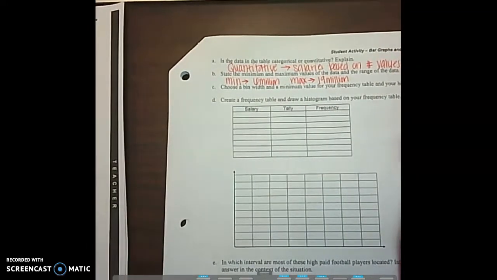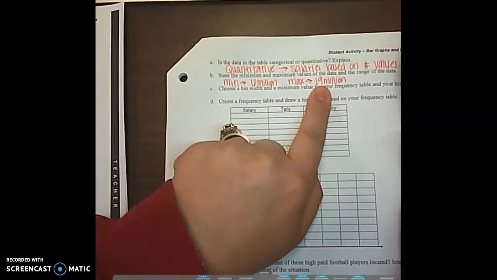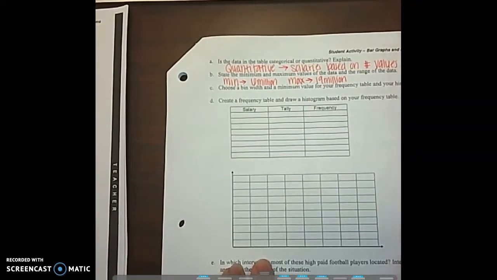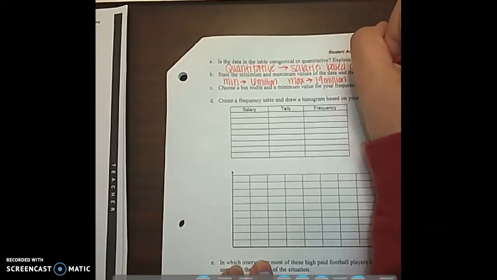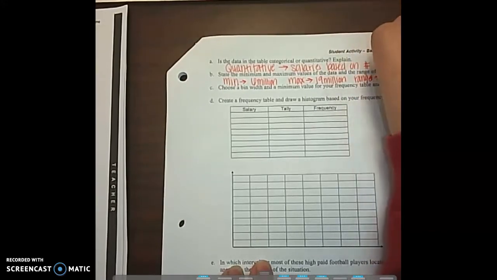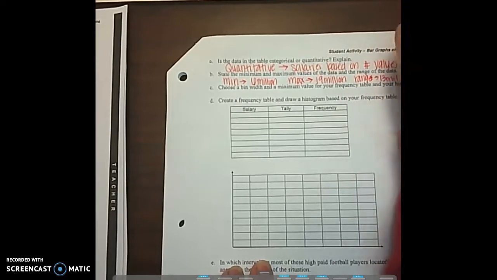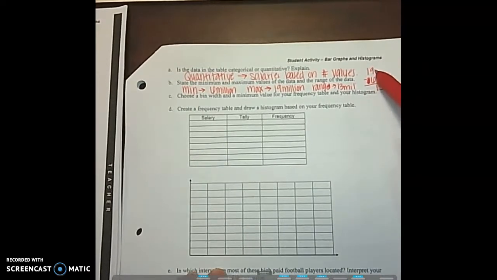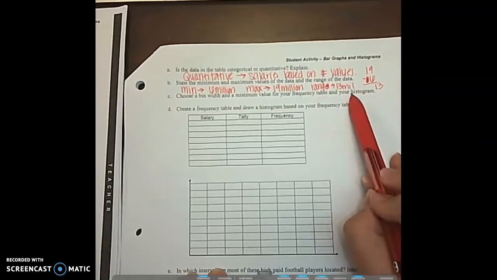The range is going to be from the smallest number to the highest number. So we're going to subtract, we're going to say 19 minus 6, and we get 13. So our range is 13 million, because we're taking our greatest salary minus our least salary, which is considered our range.